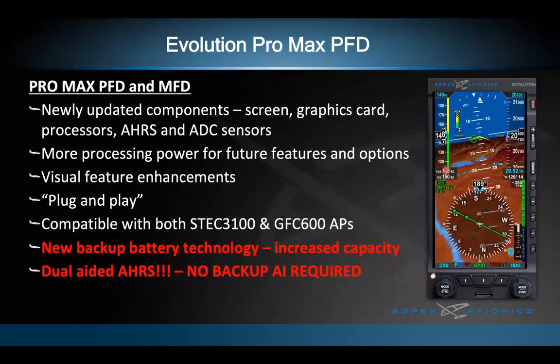The processor now is 4 times as fast. The AHRS and ADC sensors are thinner and run much cooler. So this really is more processing power for Aspen to go forward with more features and more options as we go along.